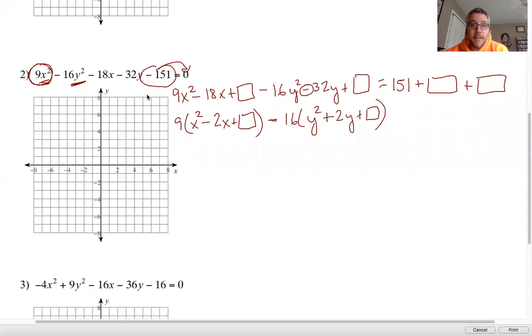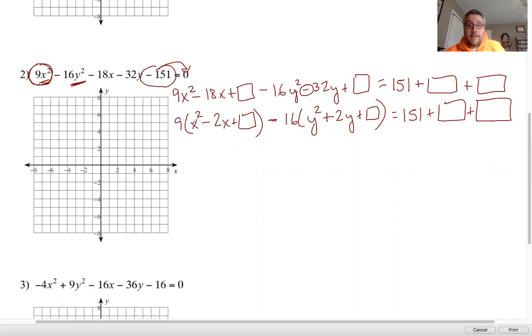Again, take your time. Make sure it makes sense. Think about what you're doing. So we've got that. And then we have 151 plus the 2 equation balancers. Okay? I'm going to let you guys finish this one off.